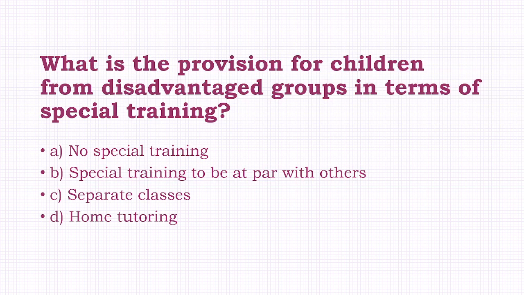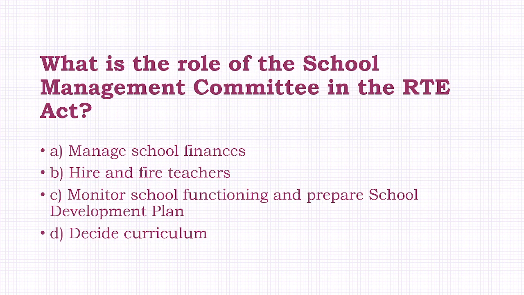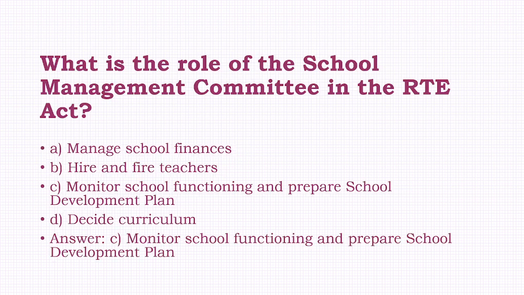What is the provision for children from disadvantaged groups in terms of special training? Option: no special training, special training to be at par with others, separate classes, home tutoring. Answer of this question is option B, that is special training to be at par with others. What is the role of the school management committee in the RTE Act? Option: manage school finances, hire and fire teachers, monitoring school functioning and prepare school development plan, decide curriculum. Answer of this question is option C, that is monitoring school functioning and prepare school development plan.